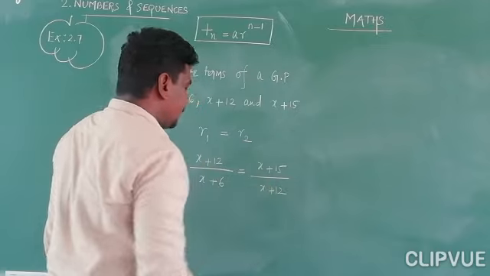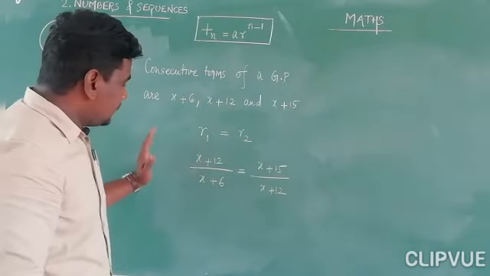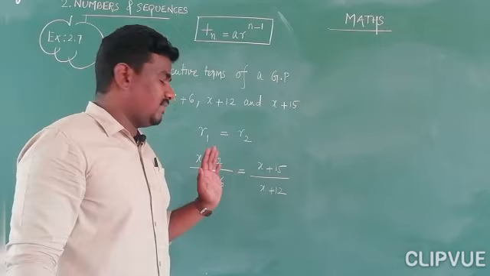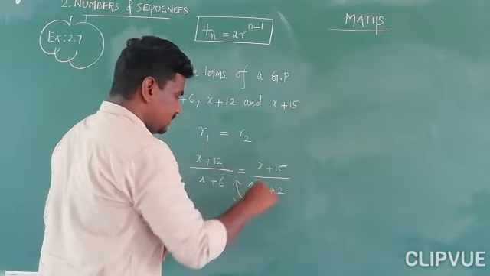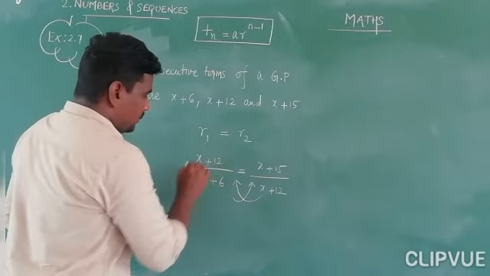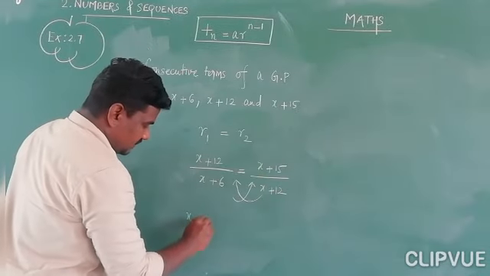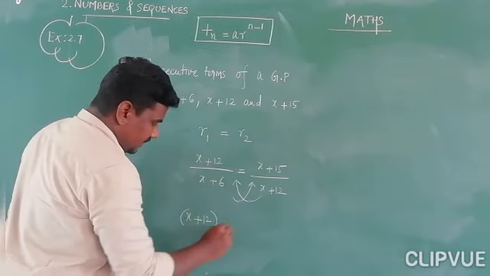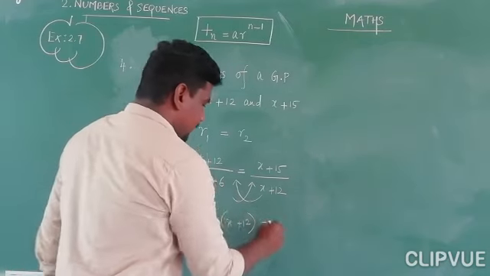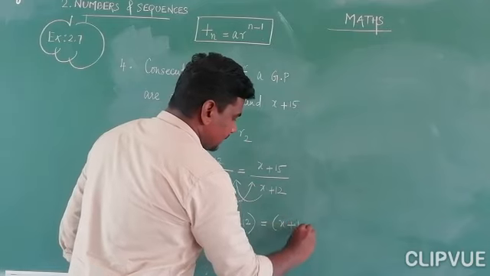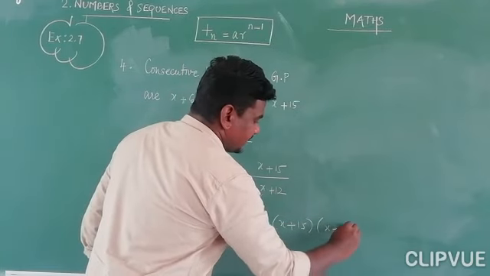Now we have equations, and in the equation both sides we have fractions. So you know that cross multiplication method. It is very easy. This one multiplied by x plus 12: x plus 12 into x plus 12, which is equal to this one, x plus 15 into x plus 6.